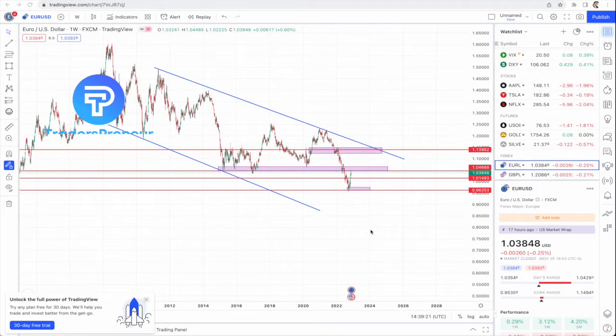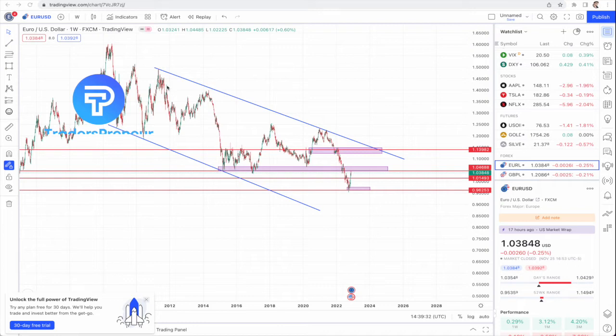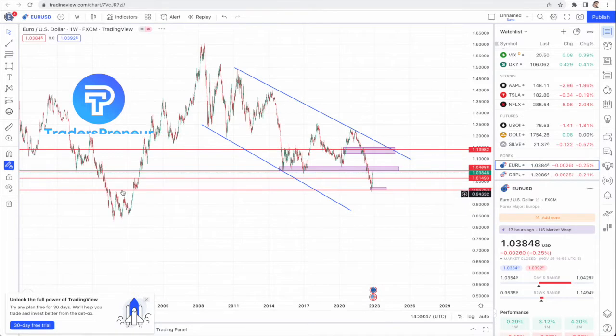Let's go with EURUSD. Looking at the weekly time frame, it is clear that the market was in a strong bearish trend, creating lower lows and lower highs. After hitting the support level at 0.96253, this was the previous support zone.